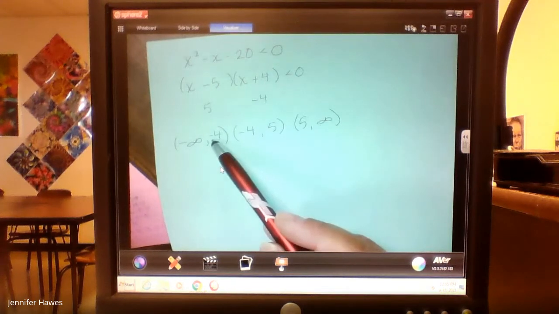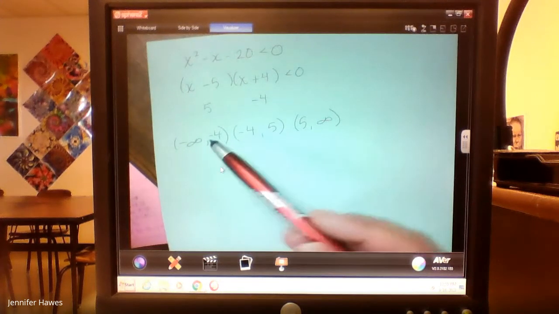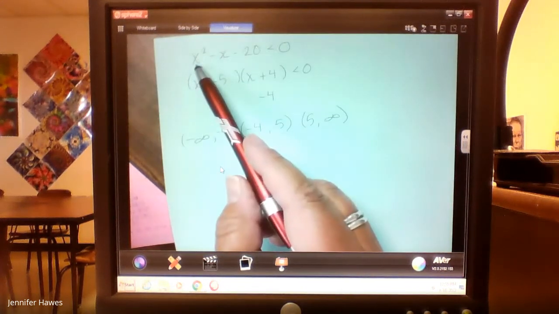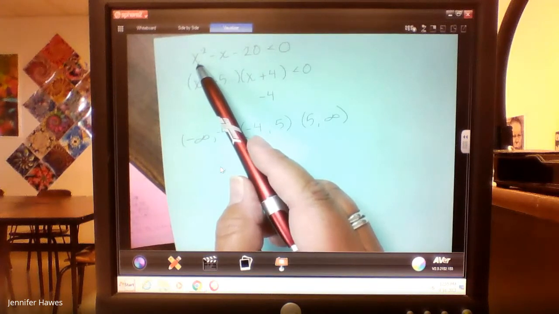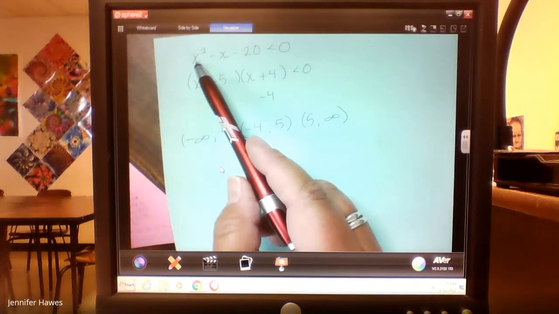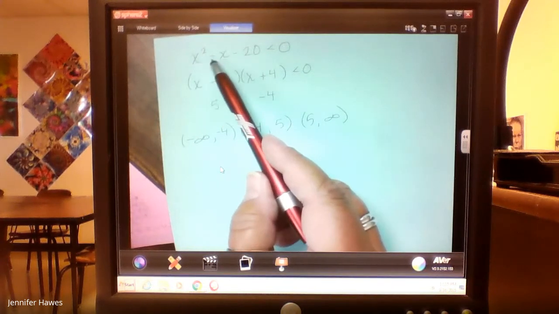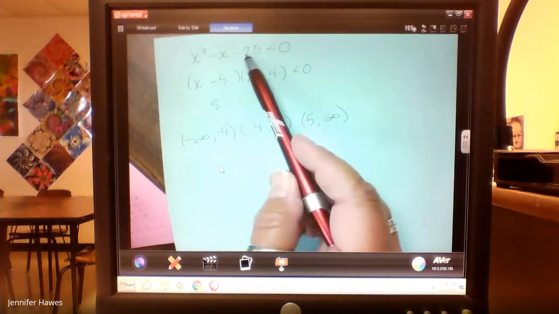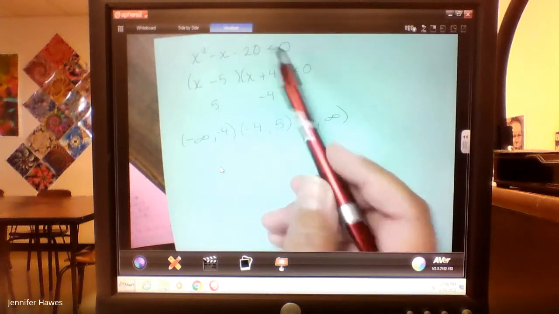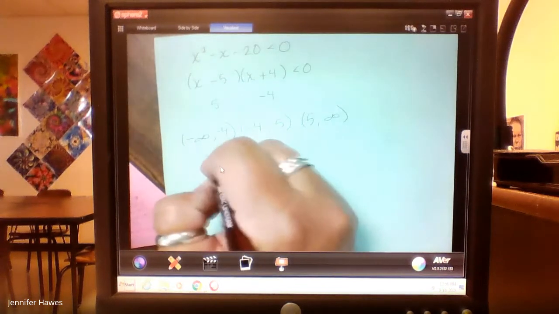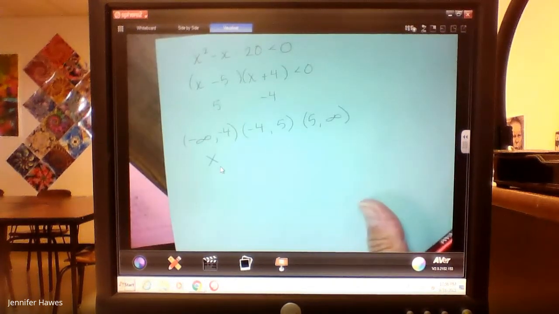Give me a number between -infinity and -4. Let's say -6. -6 squared is 36, minus a -6 makes 42, minus 20 is 22. Is that number less than 0? No, it's not. So I put an X there.